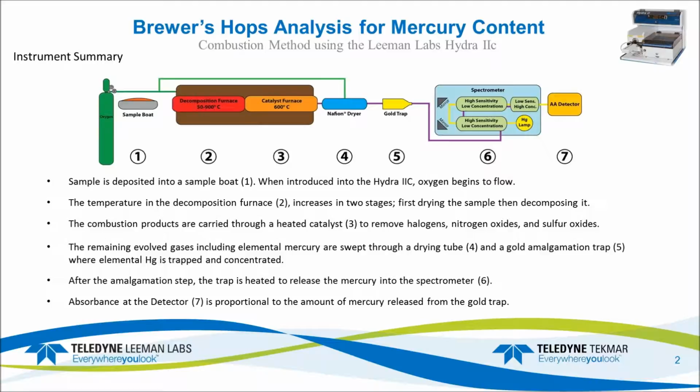Once that happens, the system goes to the purge mode, and the gold trap turns on the heat from the gold trap heater, kicks the mercury off the gold, and then we go into a system of long and short cells where we can get two different peaks off of the same sample injection.